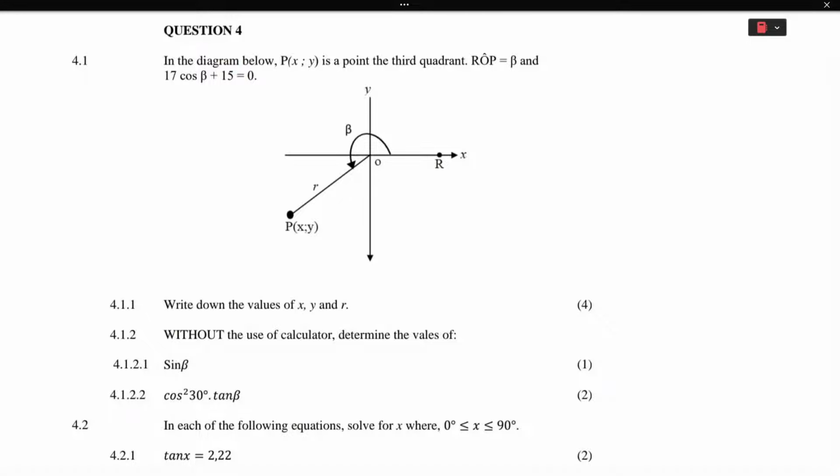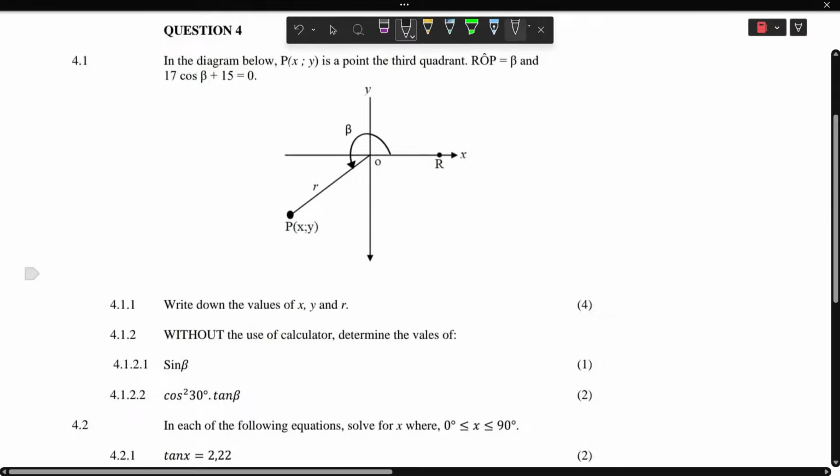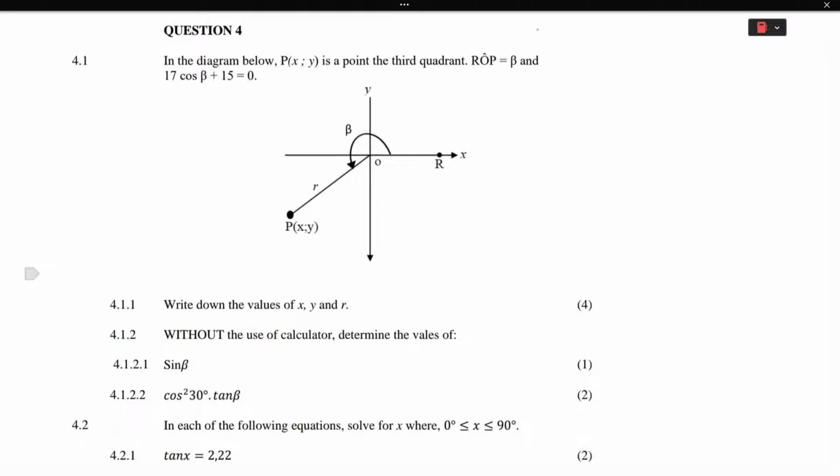All right, class. In this one, what are we going to do? That's easy stuff to do. Let's analyze our question first. Write down the values of x, y, and r.